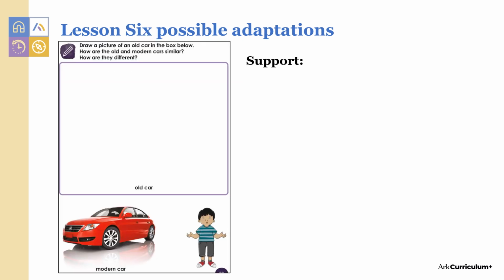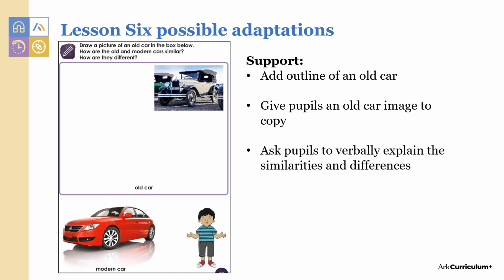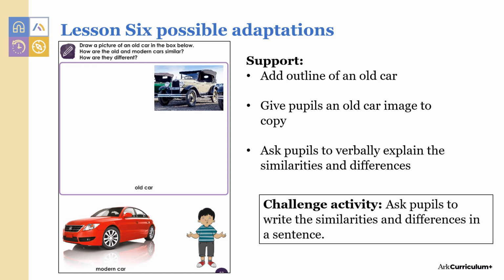In lesson 6, pupils need to draw a picture of an old car in the box below. Then they need to answer the questions: how are the old and modern cars similar, and how are they different? They could do this verbally or by writing it. Support pupils by adding the outline of the old car and by giving pupils an old car image to copy. You could also ask pupils to verbally explain the similarities and differences. But as a challenge, they could write them instead.